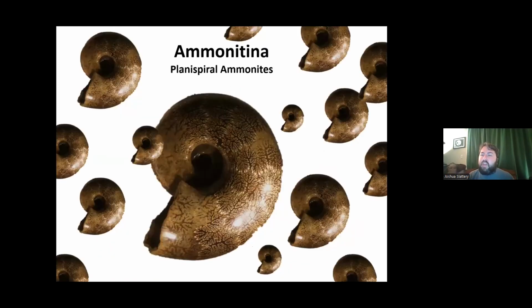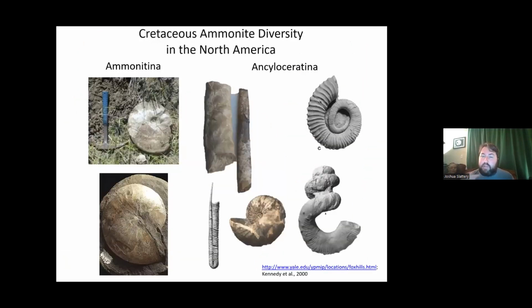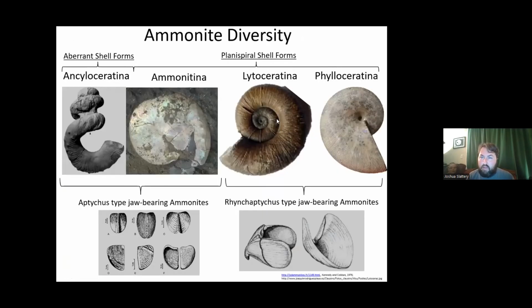So let's start off with the ecology of Ammonitina. Real quickly, the reason I'm not mentioning the Litoceratina and the Phylloceratina is because these taxa are usually deep water ammonites, living in deeper, probably more oceanic settings. In North America, we didn't have a lot of oceanic settings preserved in the rock record. Most of our rocks are shallow water facies, like in the Western Interior, and shallow water facies are dominated by the Ancyloceratina and Ammonitina.